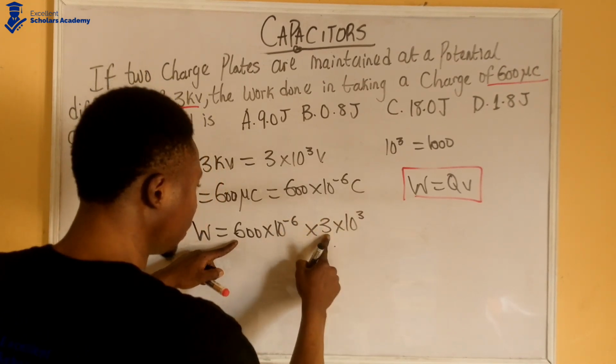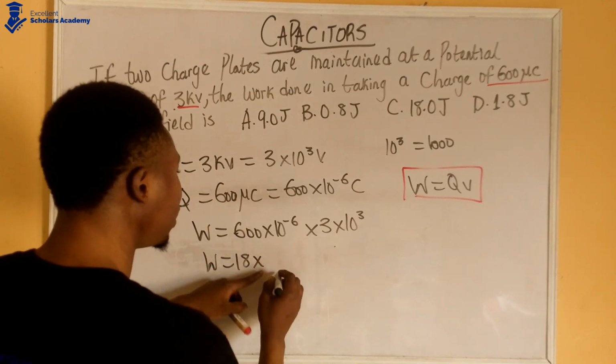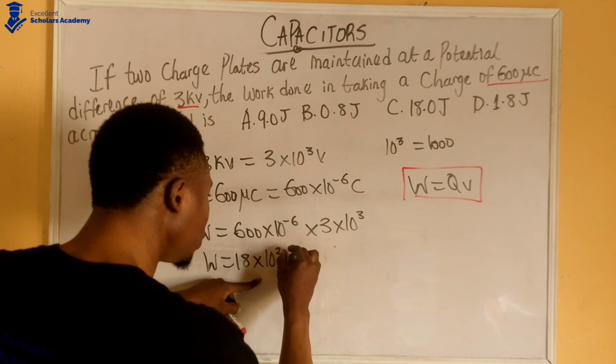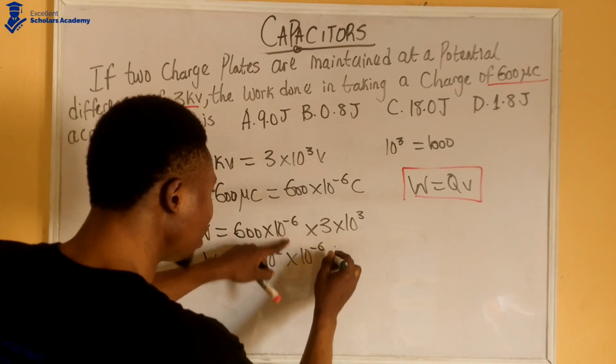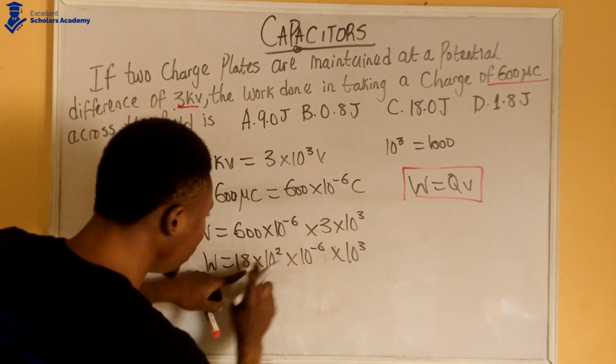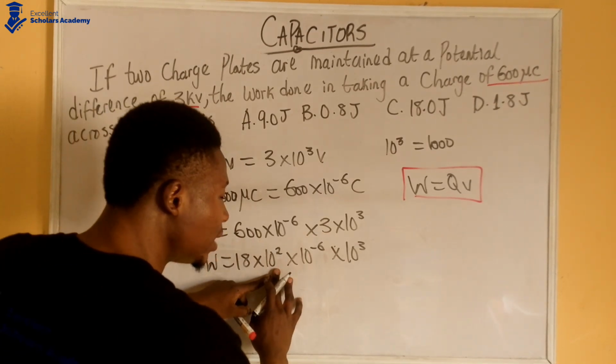Now 6 times 3 is 18. So this is going to be 18 times, now these two zeros can be written as 10 to the power of 2, times 10 to the power of minus 6 that was here, times 10 to the power of 3. That's these two zeros here. I multiplied 6 and 3, 18. These two zeros are like 100. They can be written as 10 to the power of 2.